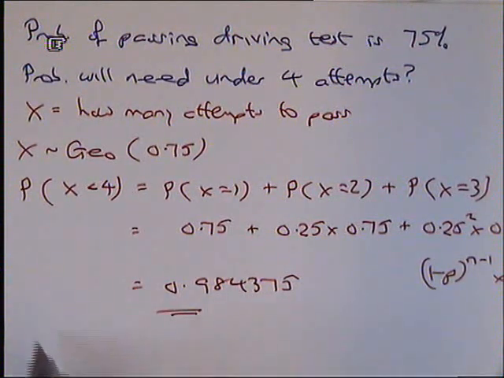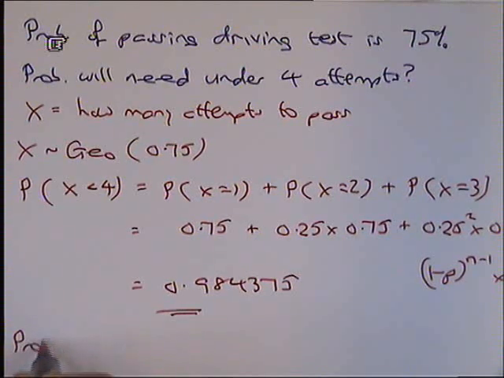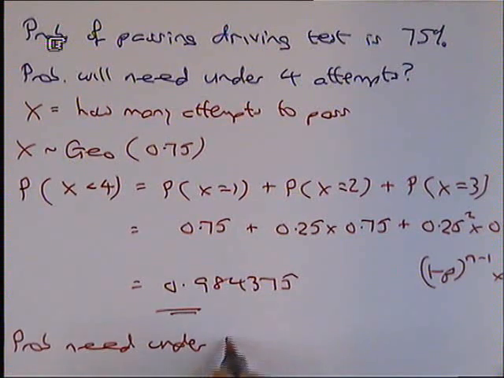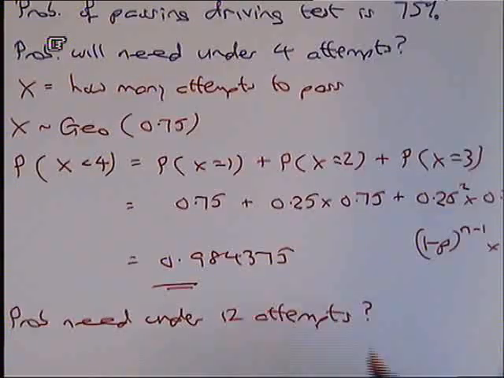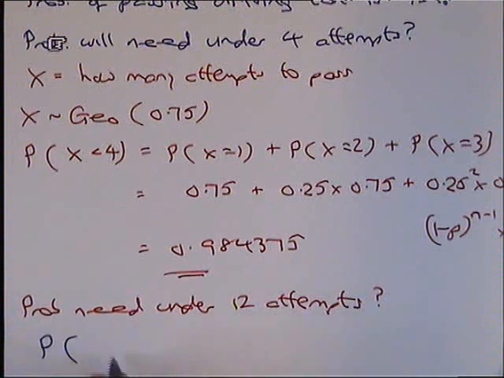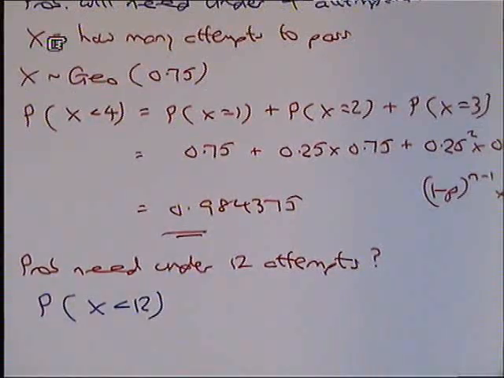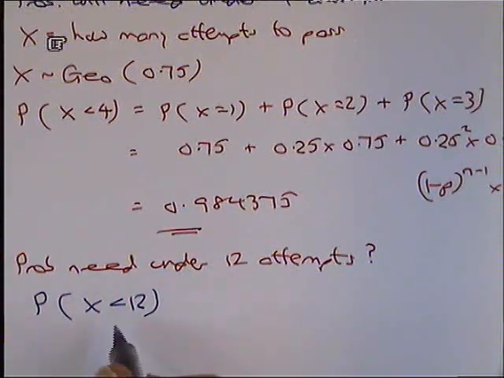Now, if the question had been slightly different, and if it said, what's the probability they will need under 12 attempts to pass, then what we would be doing here is working out 12 probabilities and adding them all up. The 1, the 2, the 3, the 4 and the 5. Because what we're after now is a probability that x is less than 12. But from what we've seen, doing less than is sometimes harder than doing the other way around.